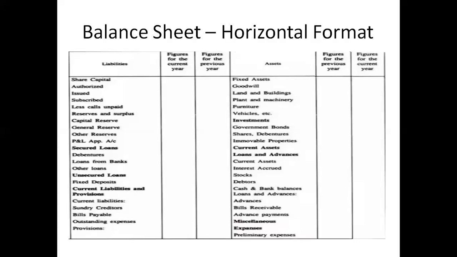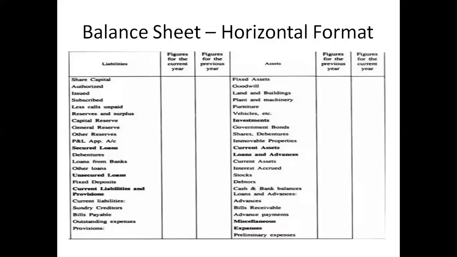We have plant and machinery, furniture, vehicles, etc. We have investments, we have government bonds, we have shares, we have debentures, we have immovable properties, we have the current assets, that is loans and advances, etc.